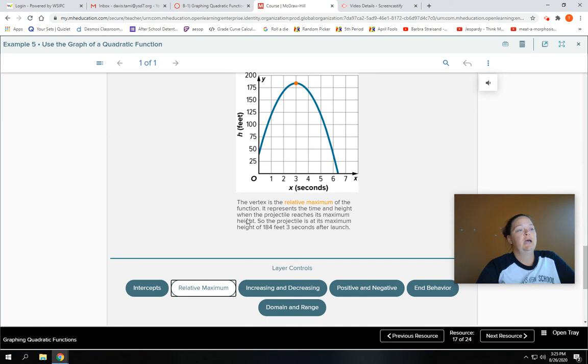The relative maximum: the vertex is the relative maximum of the function. It represents the time and height when the projectile reaches its maximum height. So the projectile is at its maximum height of 184 feet 3 seconds after the launch.